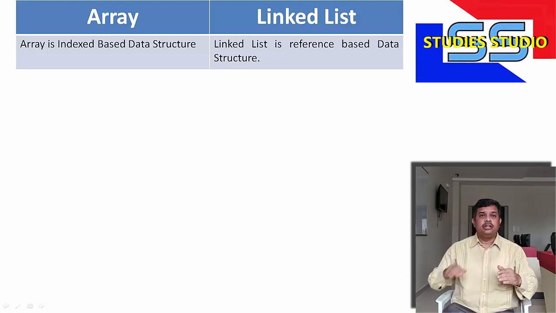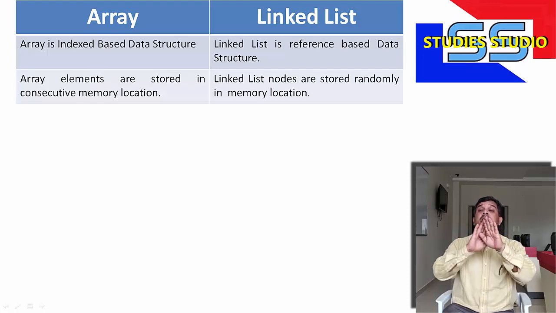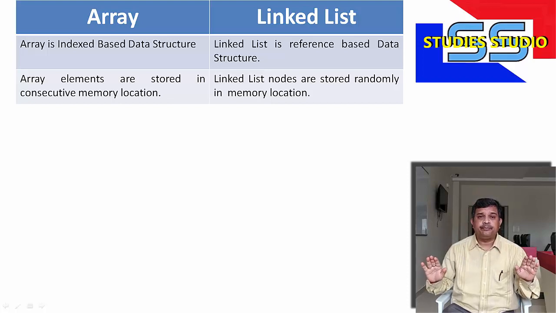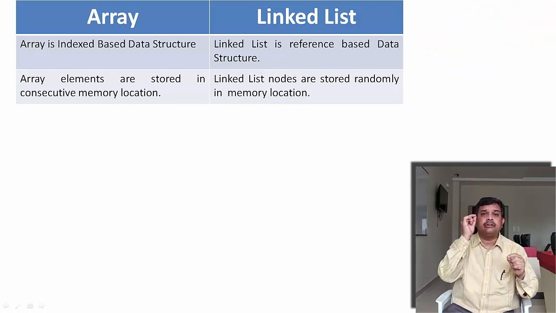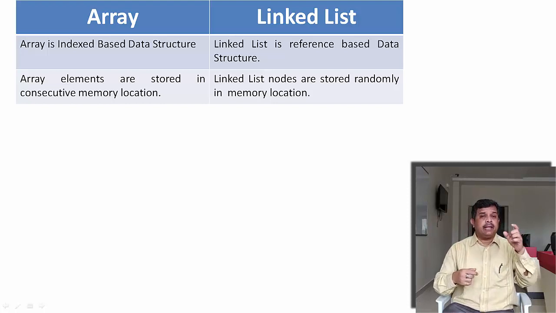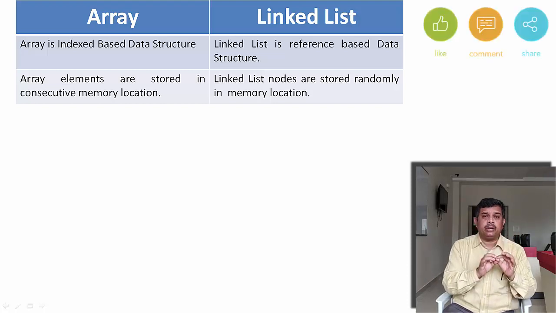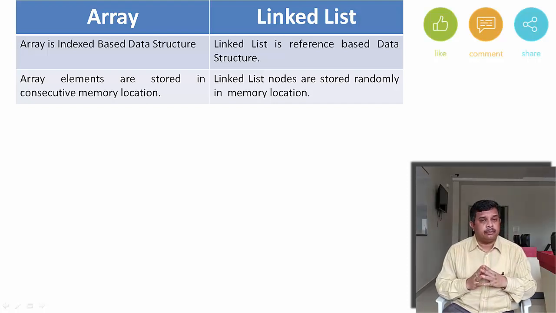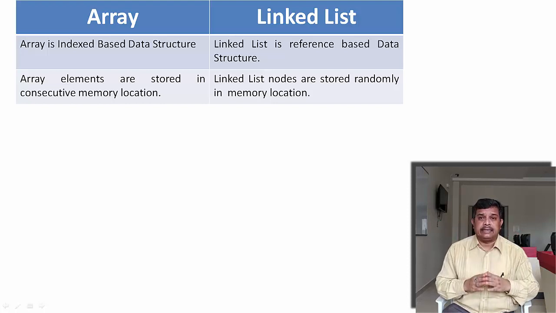So the next difference is array elements are stored in consecutive memory location, but linked list elements are not. If you have remembered, while discussing array, I told you that the operating system will be assigning the address of the first memory location. And after that, whatever data are there, it will be kept consecutively next to the previous one. So if I know the address of the first memory location, I can calculate the address of the 10th memory location. But it is not the same way in linked list.